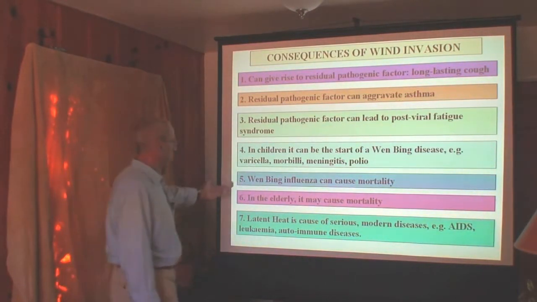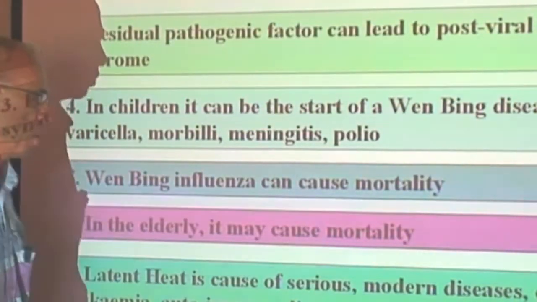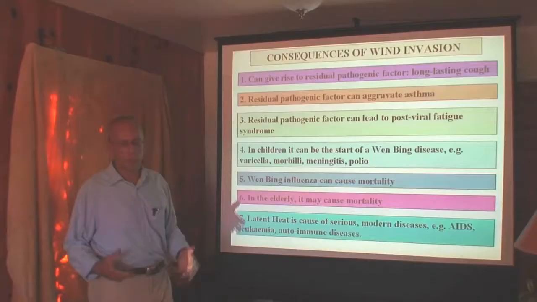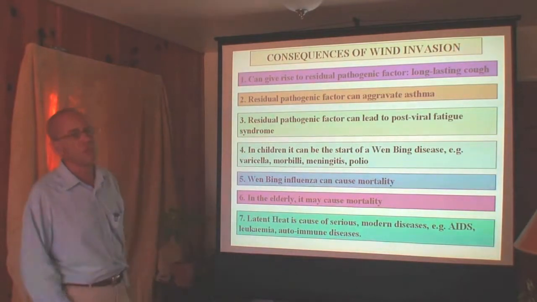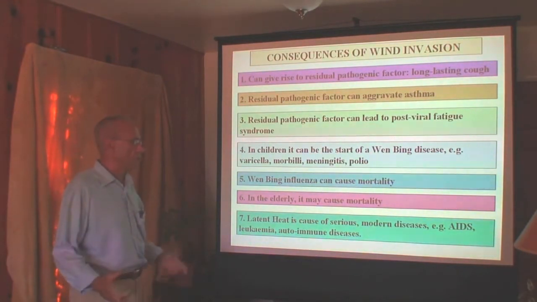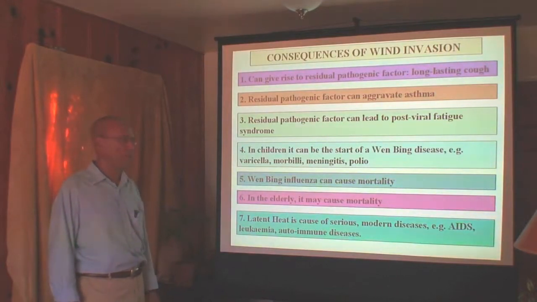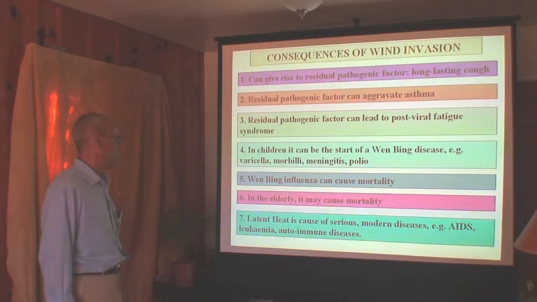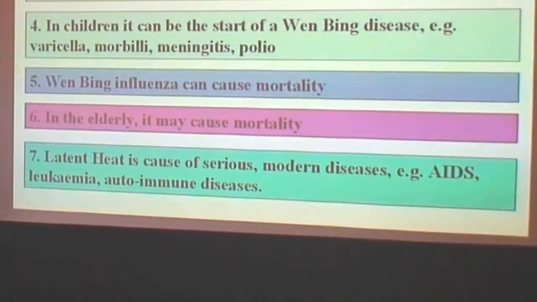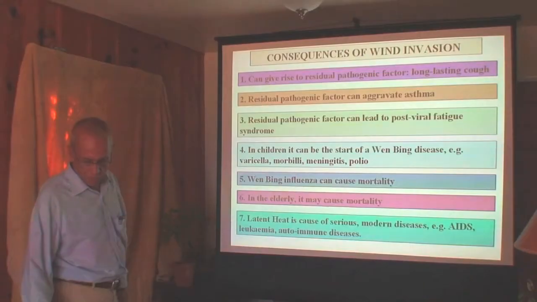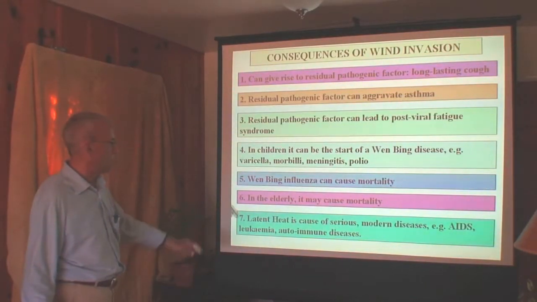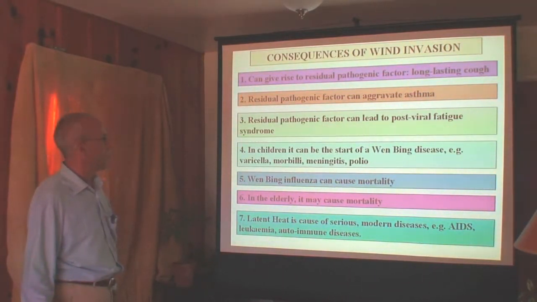Of course, the next reason for treating is that in some cases it causes mortality. Even the normal flu, the normal influenza, quite apart from the swine flu, causes at least 26,000 deaths in the United States every year, just the normal flu. And the latent heat, which is often associated with this kind of diseases, is also a cause of more serious modern diseases and some autoimmune diseases. So these are 7 very, very good reasons for treating these diseases at the beginning stage.